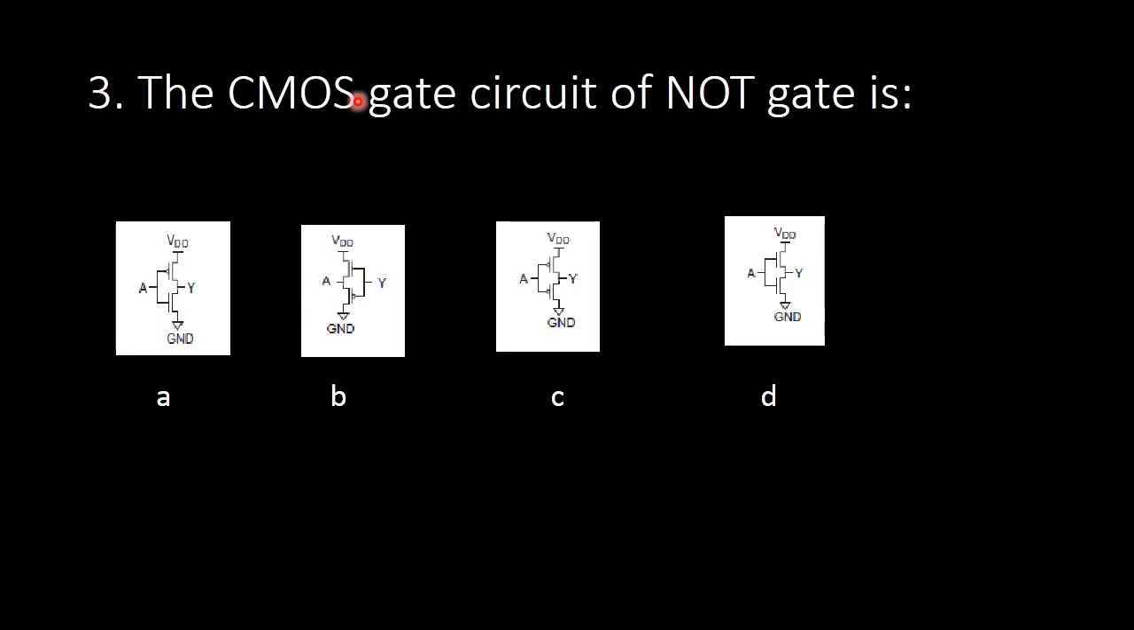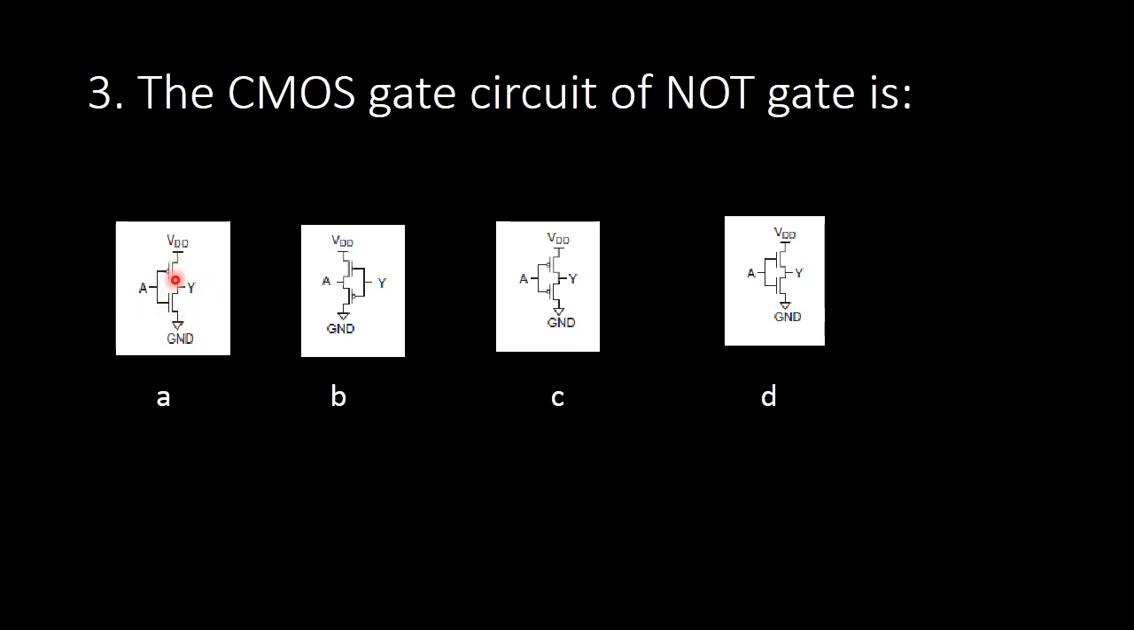Next question, the CMOS gate circuit of NOT gate. So NOT gate is nothing but an inverter. So for inverter you will be having one PMOS and one NMOS transistor. Then both the transistors are connected and A is given as input, and you will be getting Y as the output. So now here we have to check.